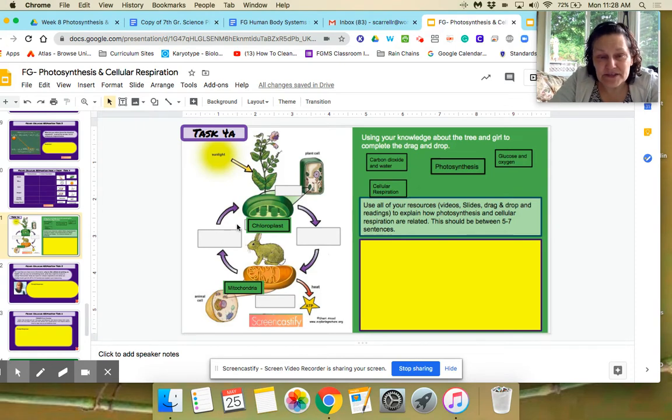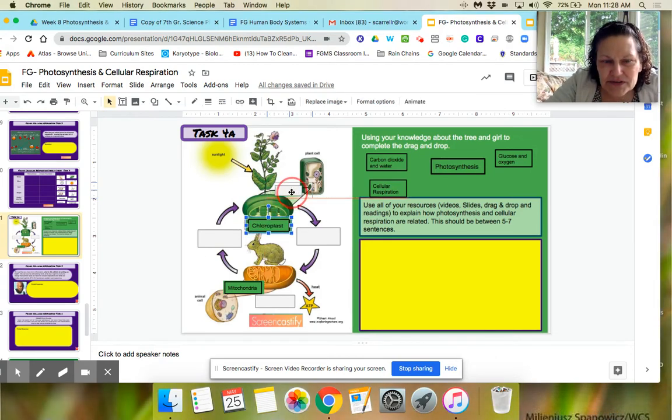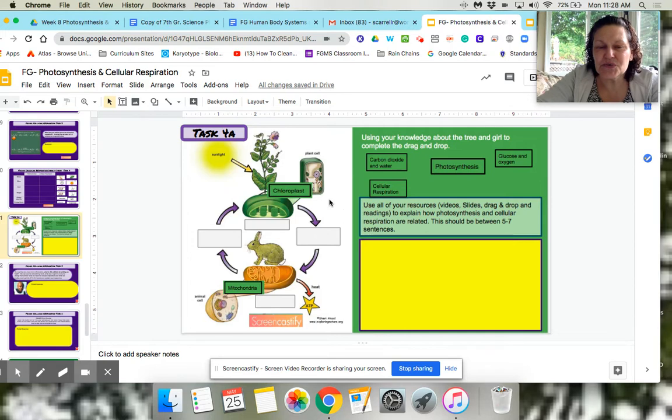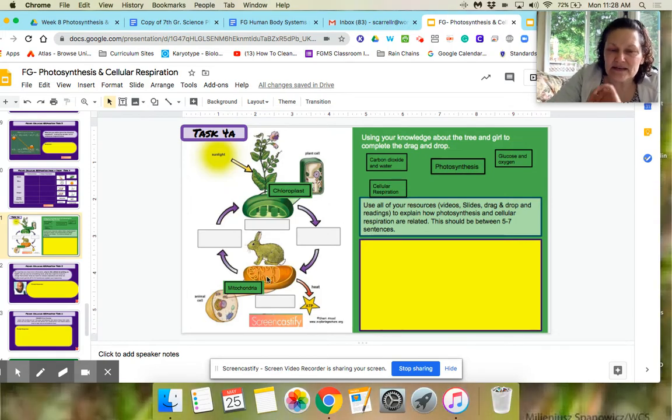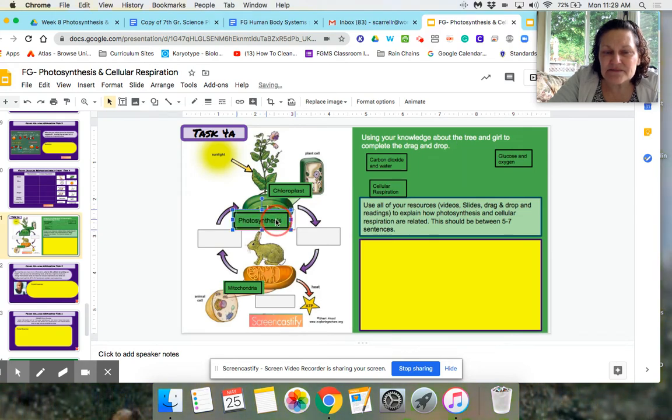What's going into here? You could start anywhere, right? Wherever it works for you is perfectly fine. Oh, sorry, I should have put the chloroplast there because that line is actually pointing to here. So what is going in? What is coming out? Let's look at photosynthesis. Photosynthesis is definitely this process. I'm going to slide photosynthesis there.